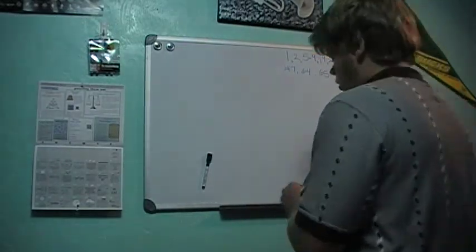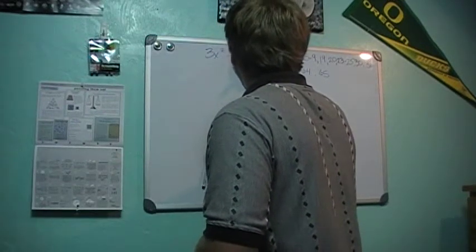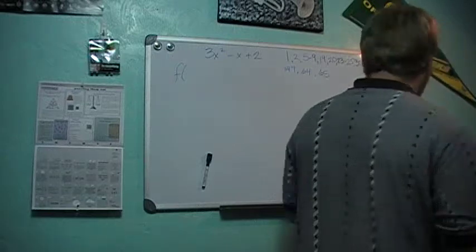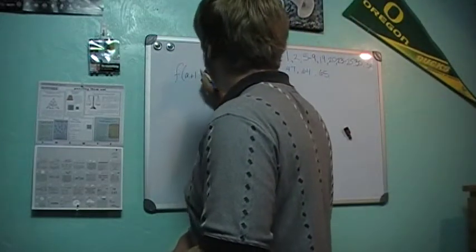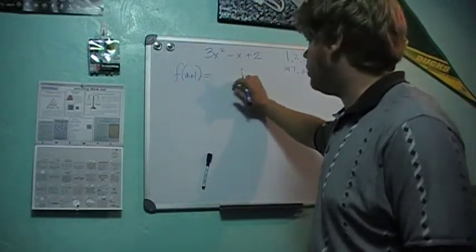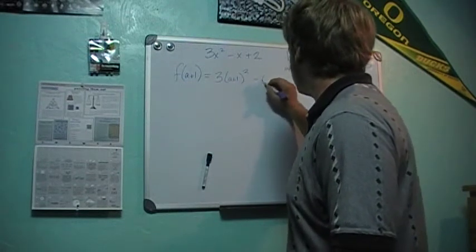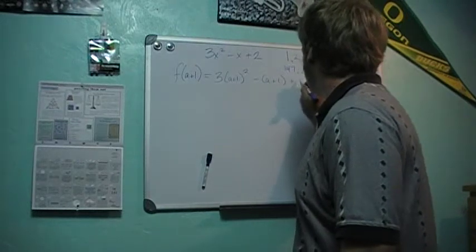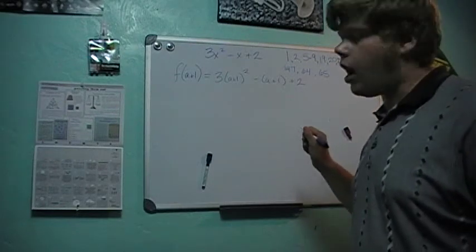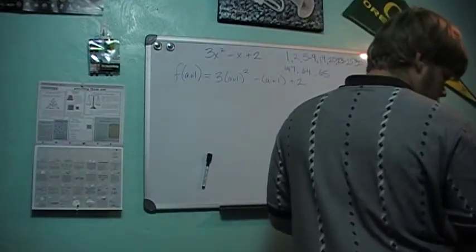So let's just write the equation up here. 3x squared minus x plus 2. So let's do f of a plus 1. So basically, whenever you see an x, you put a plus 1 in. So it'll look like 3 times (a plus 1) squared minus (a plus 1) plus 2. Then you can just simplify it and do the rest of it. I'm not going to do that for you because you guys are big kids and you are in calculus. You can do that.